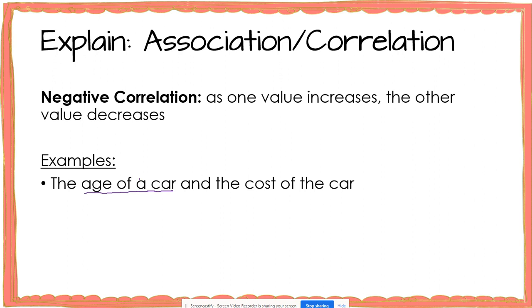So because of that, I know that as the age of the car increases, the cost of the car, instead of increasing with it, actually will decrease. And of course, there are outliers here because there are special cars whose values increase over the years. But most typical cars, as their age gets higher, the cost to purchase that car gets lower. So because one of these is going up while the other is going down, this would be considered negative correlation.